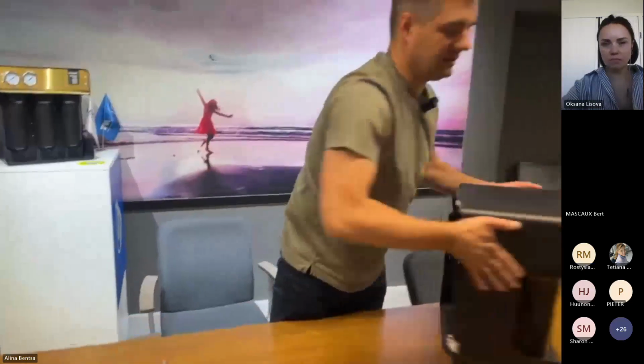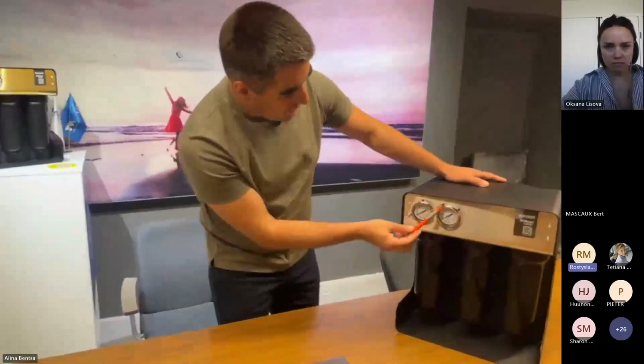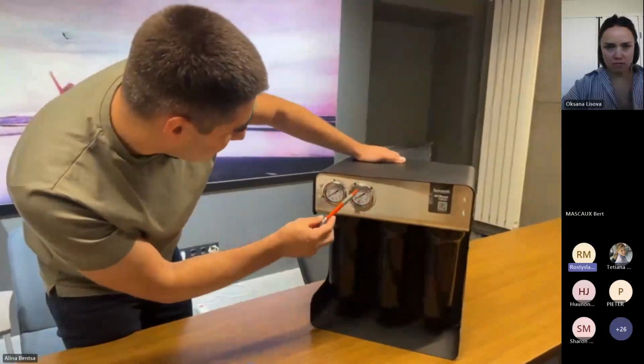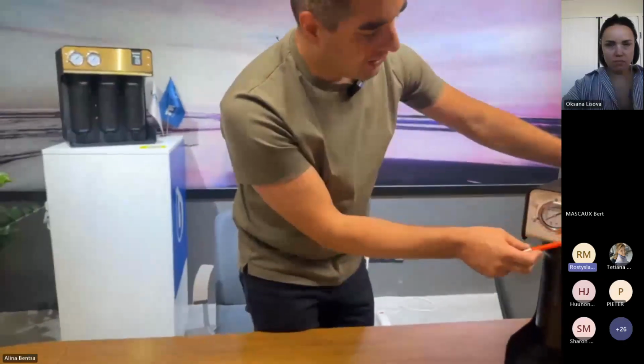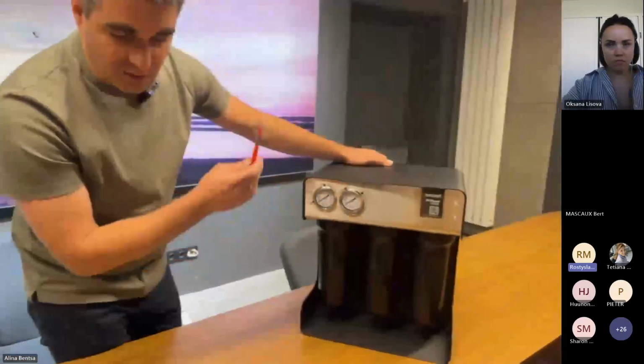Then maybe the question would appear from the customers: what would happen after these 4,000 hours? The rubber of the diaphragm can be broken, and then most probably you would not see any leakage, but you would see on the pressure gauge that shows the pressure after the pump that you would not see a pressure of around 6 bar and more.